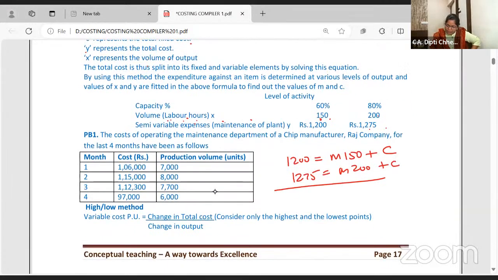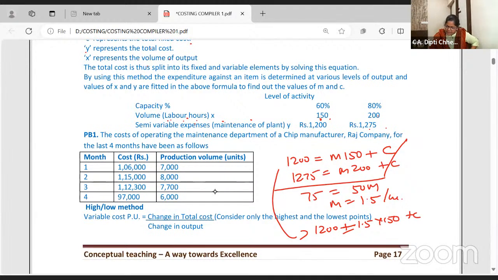Now, can you do this minus? So this will become 75. This will get cancelled and this is 50M. So M is coming to 75 divided by 50. That is 1.5 per hour is M. Now substitute in the equation. 1200 is equal to 1.5, and I'm putting it in equation 1, into 150 plus C. So you will get C. 150 into 1.5, 225 minus 1200. So C is coming to 975.